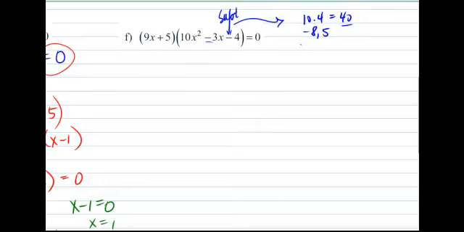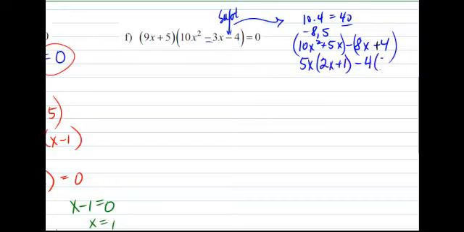So I'm going to replace 10x squared minus 3x minus 4 with 10x squared plus 5x minus 8x minus 4. I wanted to pair the 5 with the 10. So now I'm going to group. Don't forget to change your sign. I can factor a 5x out, and I'm left with 2x plus 1, minus 4 times 2x plus 1.